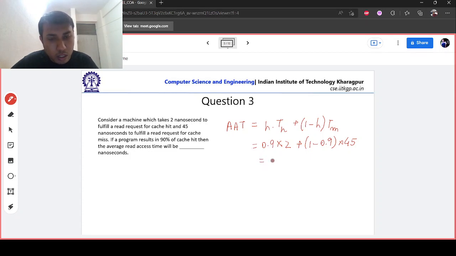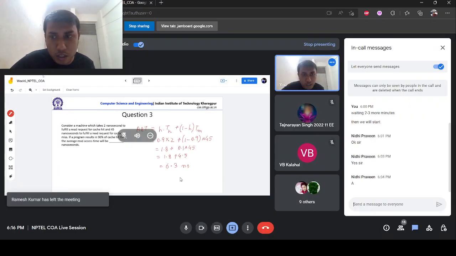So if we calculate this, it will be 1.8 plus 0.1 into 45, right? So it will be 1.8 plus 4.5, that will be 6.3 nanoseconds, right? So do you have any questions regarding this?